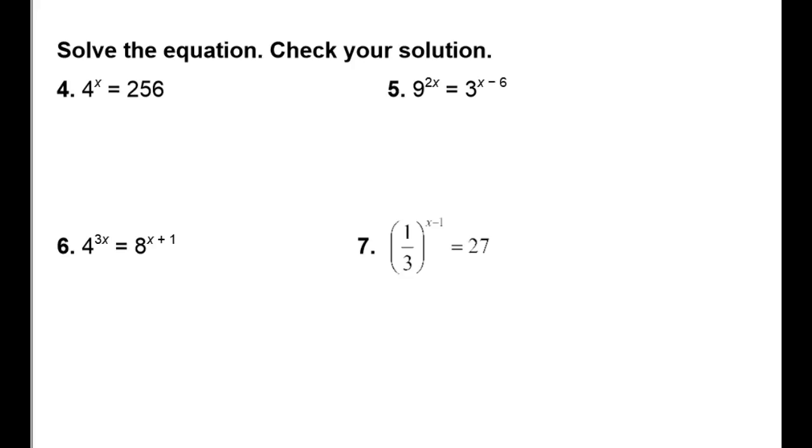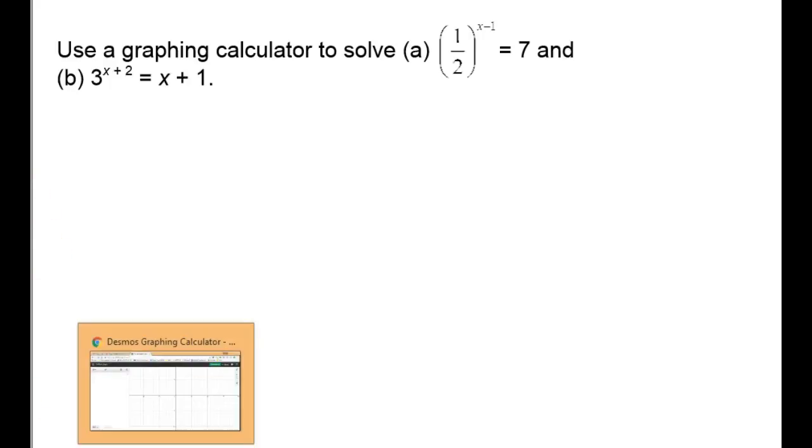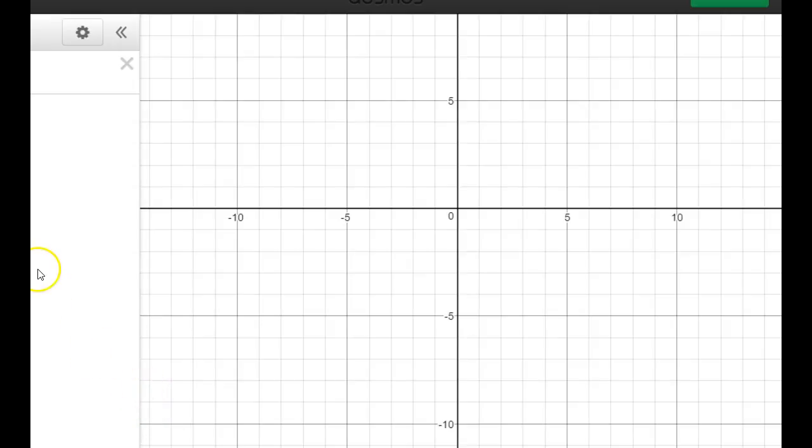So here you have a couple more monitoring progress. Try these to see if you're on track and if you're going the right direction. Now we're going to be using a graphing calculator to solve these couple of examples. If you have a graphing calculator, go ahead and use that. If not, you can always use Desmos, right?